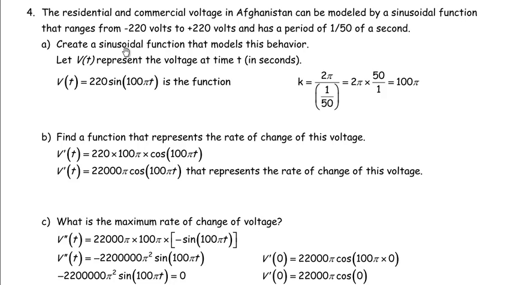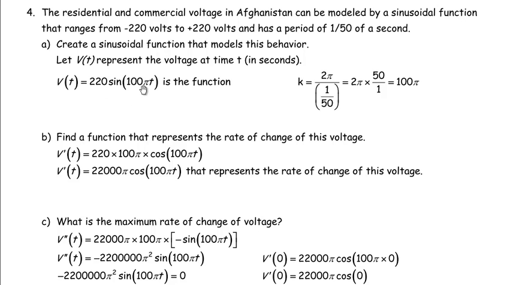So sinusoidal, you can use cos or sine. You're not told it has to start with a max or a min or in the middle, so you can just make a choice here. I chose to use sine. I'm going to let V of t represent the voltage at time t, and t is measured in seconds here. And if it varies from -220 to positive 220, then 220 is the amplitude.